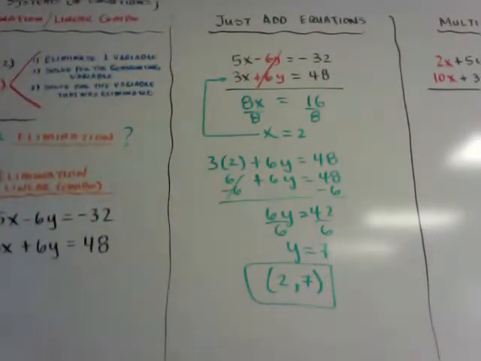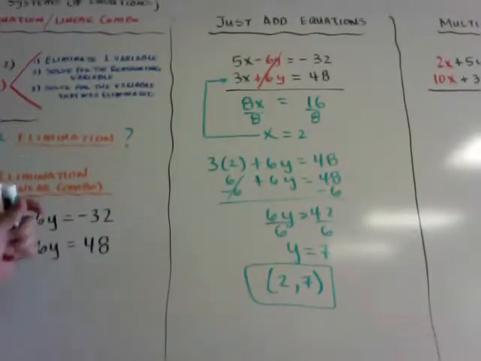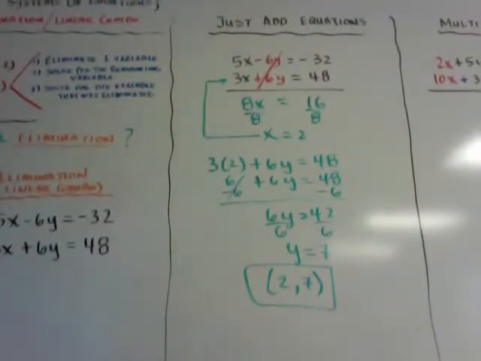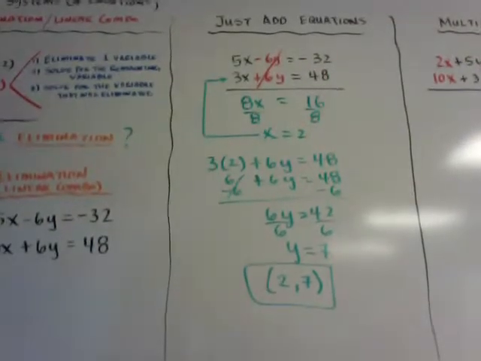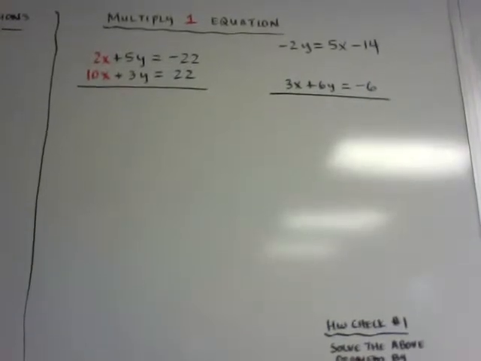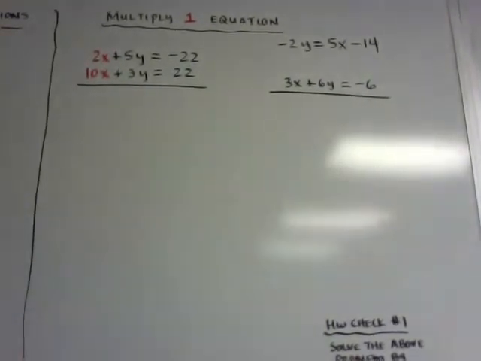Okay, and that's how you do linear combo. So again, the easiest way is when they line it up, you can just eliminate one variable right away. That makes it easy for you. Here's a little trick here. I have a couple examples here for you. So in the first one, you can see I lined them up.